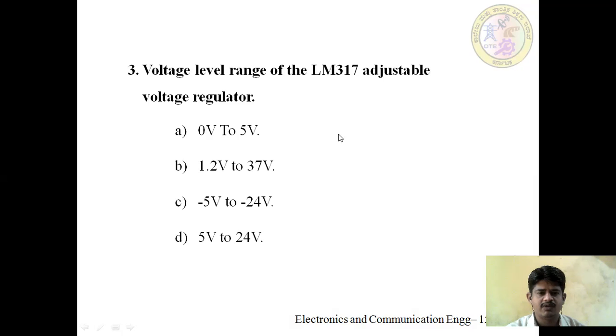So the third question is, the voltage level range of the LM317 adjustable voltage regulator is. So what is the voltage range? That is what they are asking. Let's see the options. 0 to 5 volt, 1.2 volt to 37 volt, minus 5 volt to minus 24 volt, 5 volt to 24 volt. So what is the voltage range? We have discussed this during the explanation of the LM317 IC. So what is the correct answer?